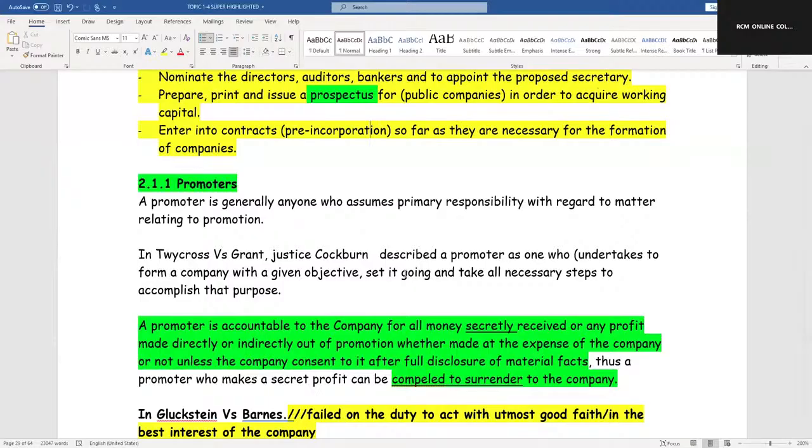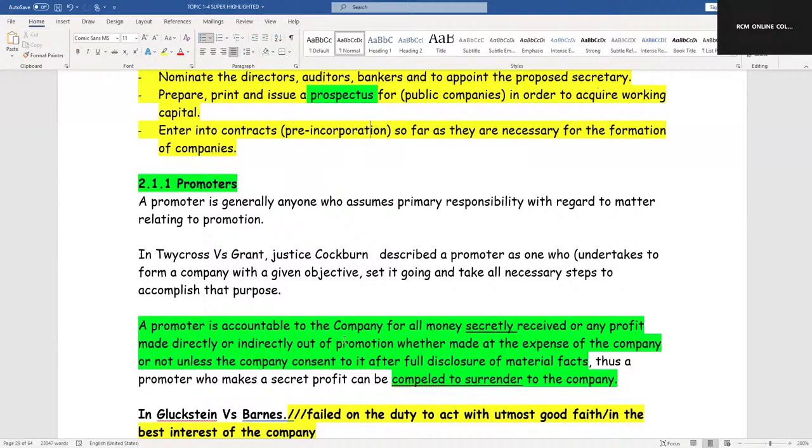So the promoter, in this case, as I'm having to emphasize, he has to always act with what we call utmost good faith in the best interest of the company. In any case it happens, for example, he has sold an asset to the company, he has to reveal any profit that has actually been realized on that asset once the company has been formed. If he doesn't do so, then these kind of profits, if they are realized later on, can be taken to be secret profits, which in this case, the company will be allowed, for example, to recoup or take over those secret profits.